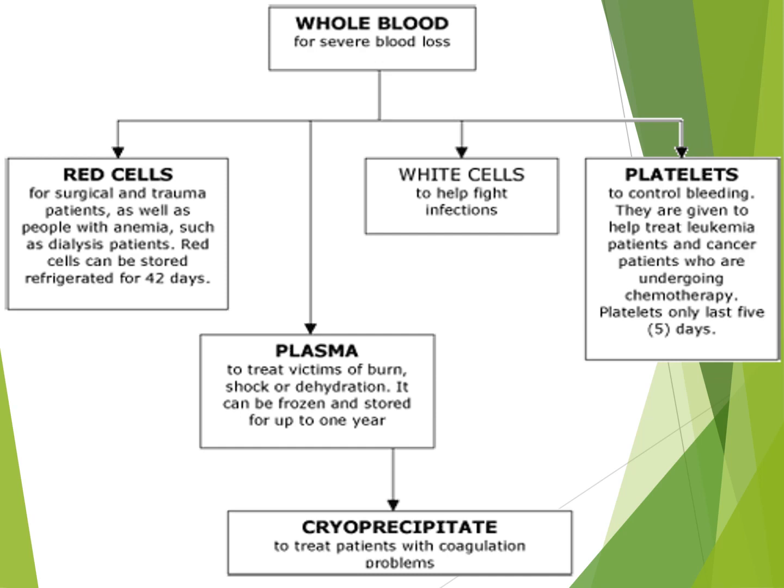Platelets only last 5 days. Plasma is used to treat victims of burns, shock, or severe dehydration. It can be frozen and stored for up to 1 year. Cryoprecipitate is used to treat patients with coagulation problems. So again, depending on what's going on, we need to know what to give them and what's going to be ordered.